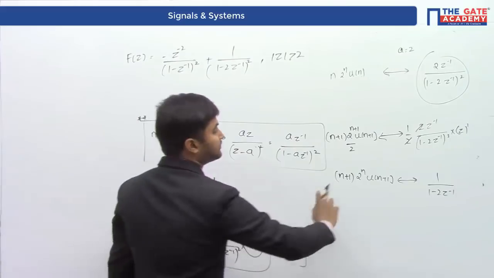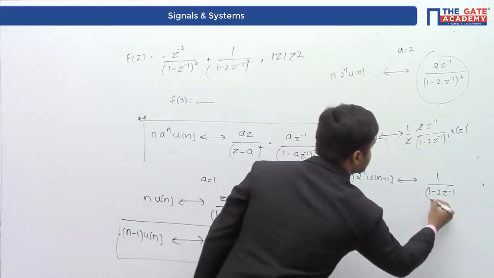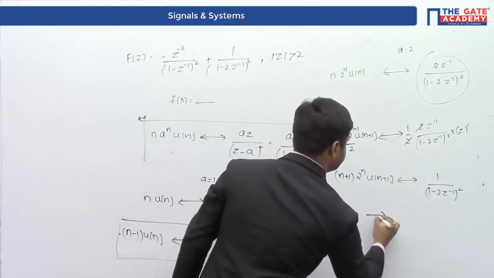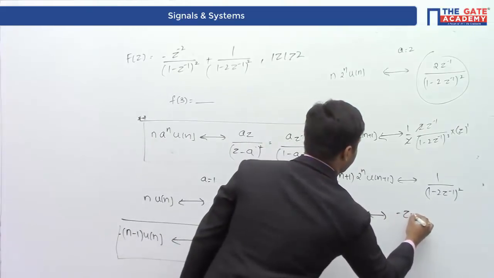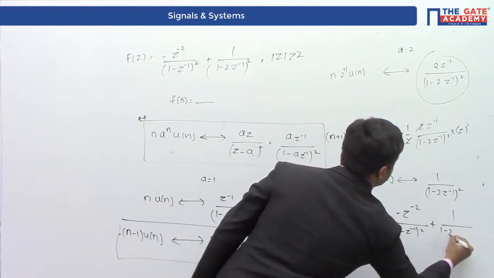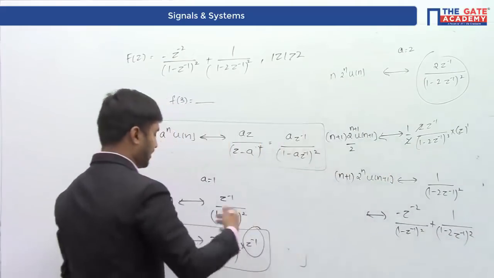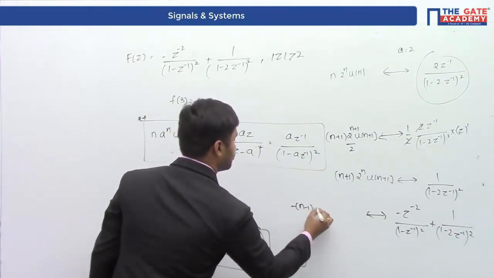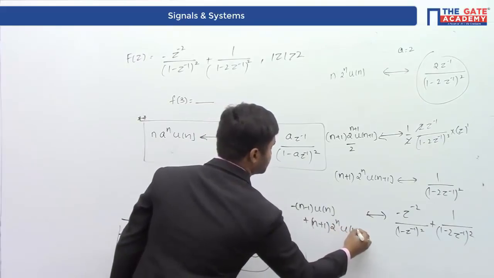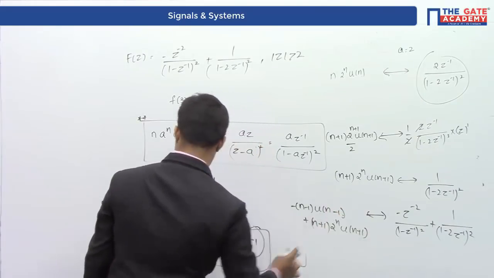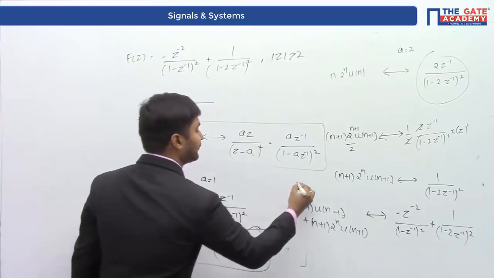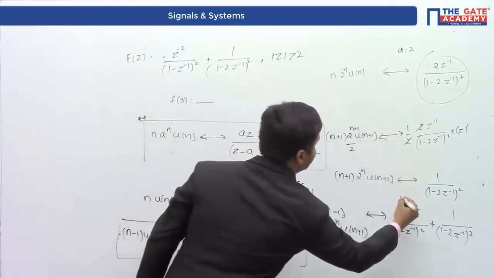Now if I add whatever is present in the right half, I'm sorry, here it should be whole square. So if I add the right half, what is the right half? Minus z power minus 2 by 1 minus z power minus 1 whole square plus 1 by 1 minus 2z power minus 1 whole square. And adding the left half, what is the left half? Minus n minus 1 u of n minus 1 plus n plus 1 2 power n u of n plus 1. Here also it should be n minus 1. Clear or not? Now this is my f of n, and this function I can consider as f of z.